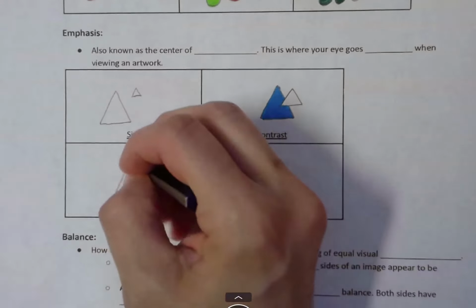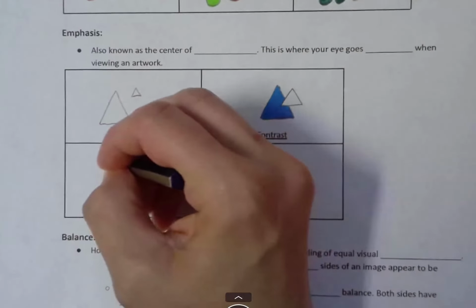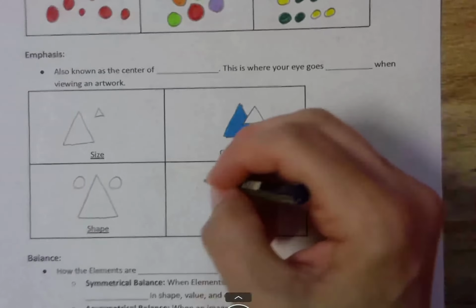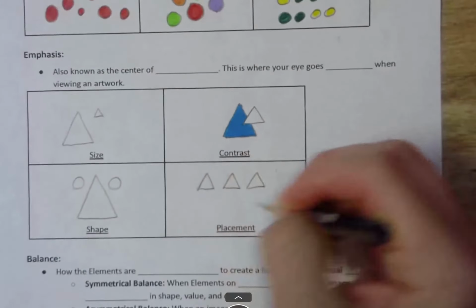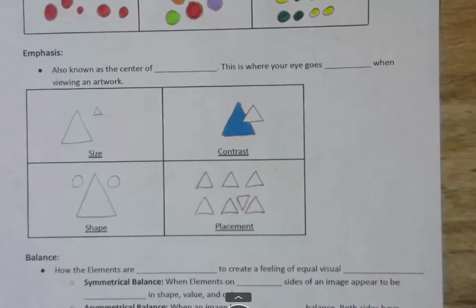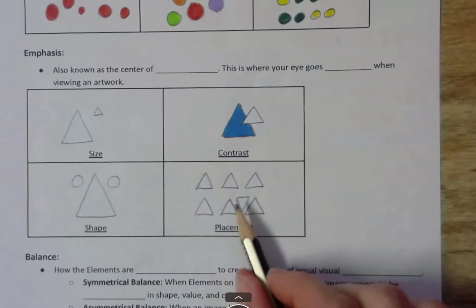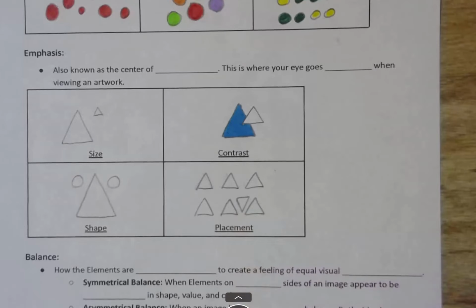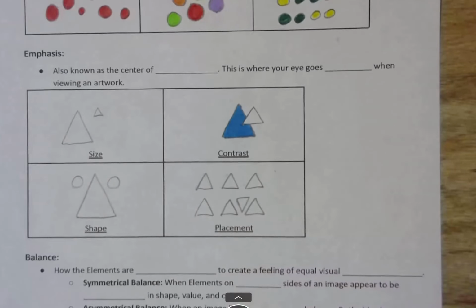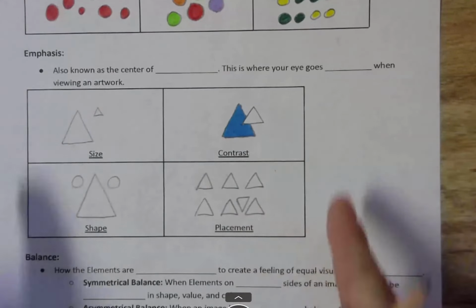For shape, let's draw a large triangle and two smaller circles. For placement, I'm going to draw a series of triangles, but there's one triangle going down. So the triangle that's moving downward, and it's a little more bunched up here, the placement creates emphasis. Our eye wants to look there first. You are welcome to add color to these if you want.